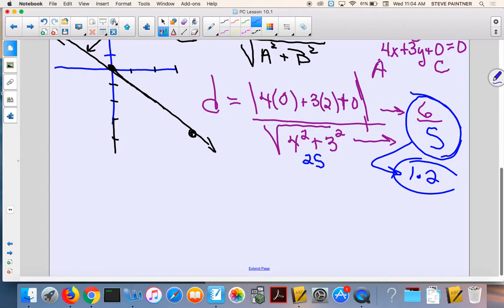Are you okay with this formula? The distance from a point to a line. How far are you away from a line? That's all it is. Okay? All right. Take this formula, let's apply it to the next problem.